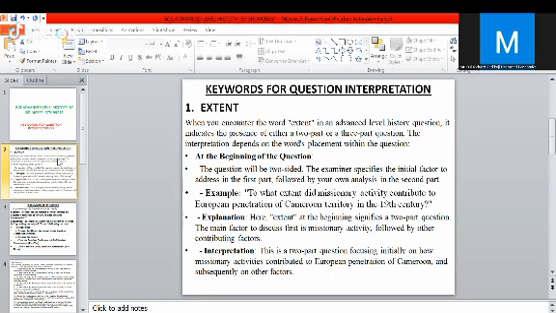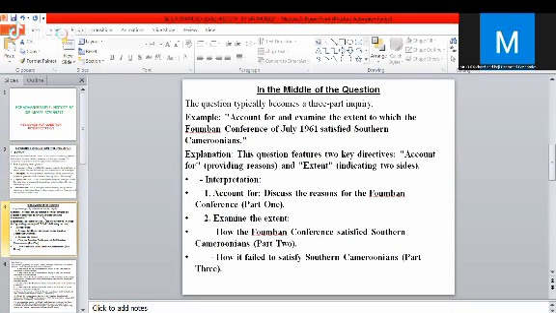Therefore, the interpretation of this question is that it's a two-part or two-sided question, focusing initially on how missionary activities contributed to European penetration of Cameroon for the first part, and for the second part, you give other factors. Then, when the word "extent" is in the middle of the question, it typically becomes a three-part question.